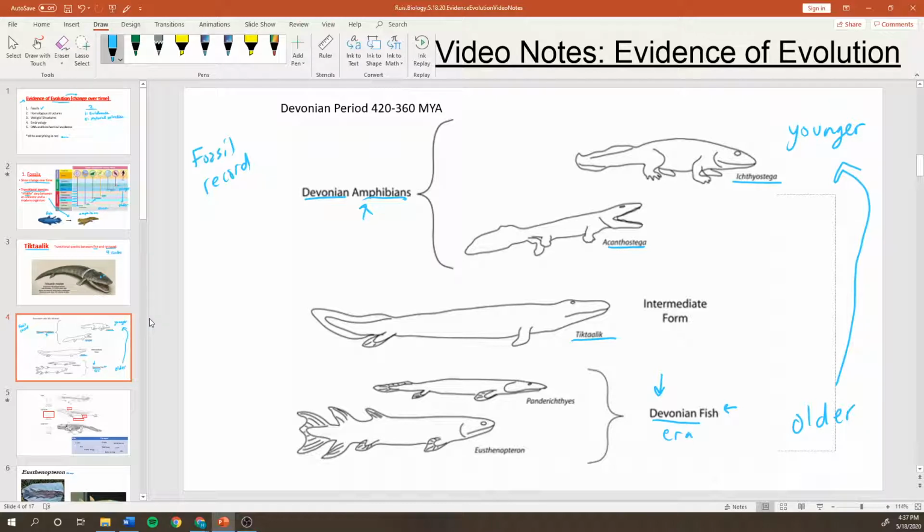Okay, so not only do we see this in the fossil record of where Tiktaalik comes from, but we also see that it shares traits from fish and with amphibians. Okay, so let's go to the next slide real quick.